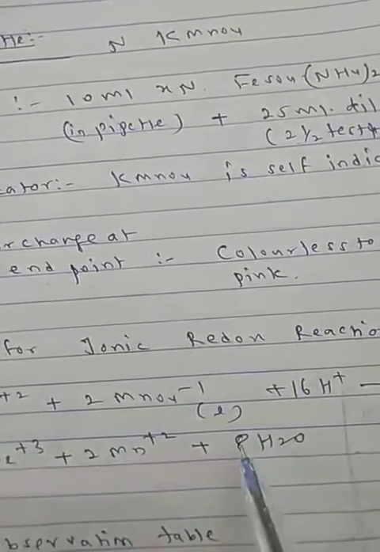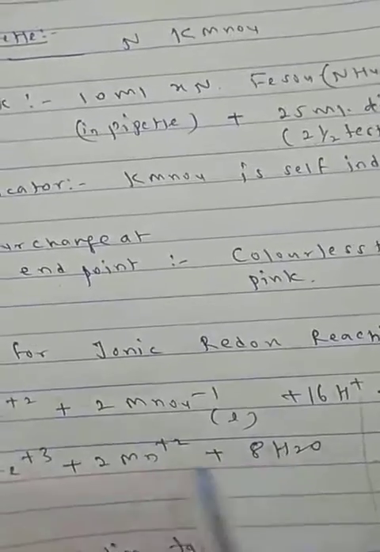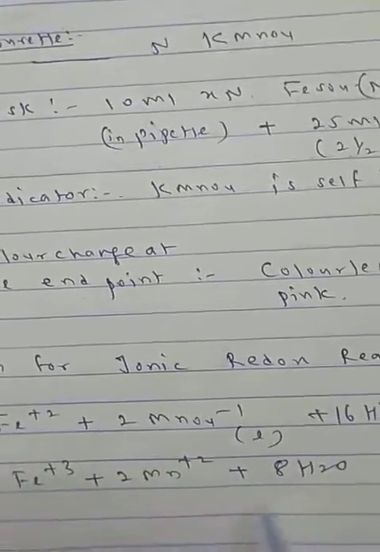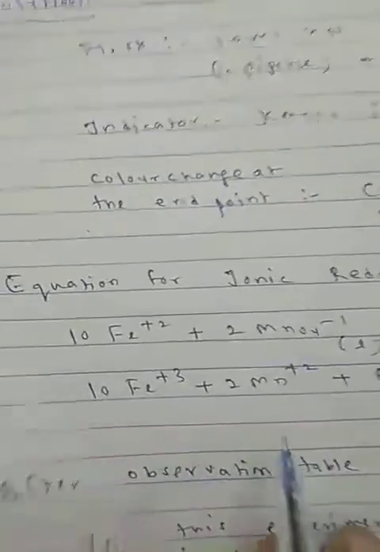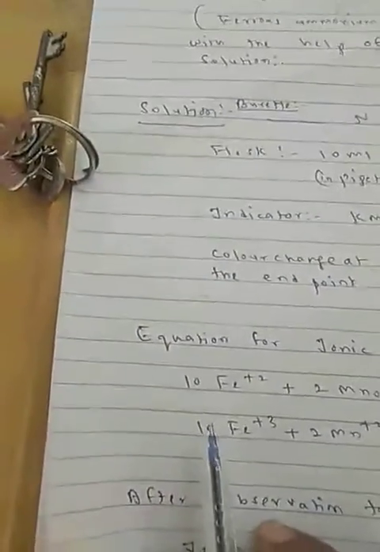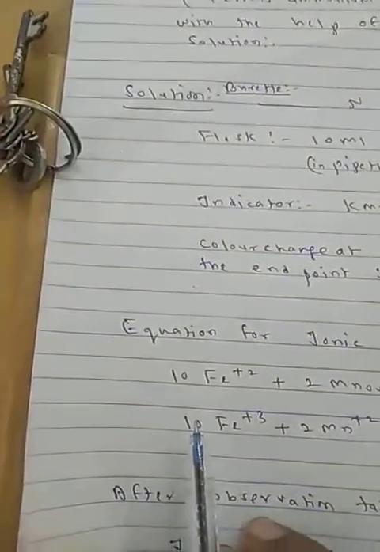16 H, so we can write 8 H2O; 8 times 2 is 16. Here 2 times 4 is 8, so 8 oxygen. So this reaction has been balanced. So experiment number 1 and 2 have the same ionic reactions. Now this is on the first page.